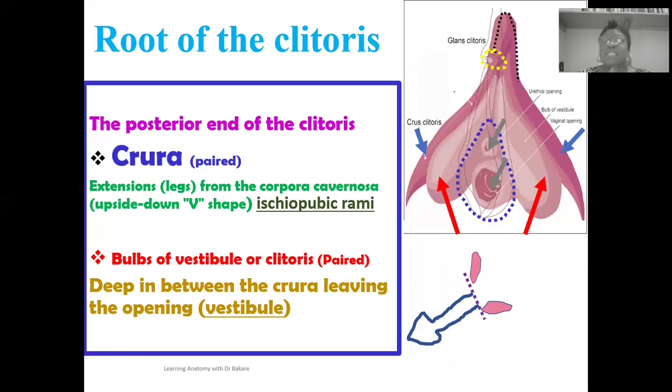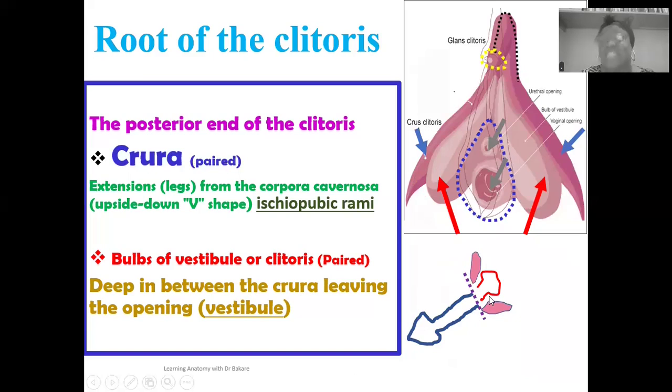So if you go to this inferior image where we have the penis, as we have the bulb of the vestibule or the bulb of the clitoris, we also have the bulb of the penis. This is where we have the bulb of the penis highlighted in red. You can see that the bulb of the penis is also located between the two cura of the penis.